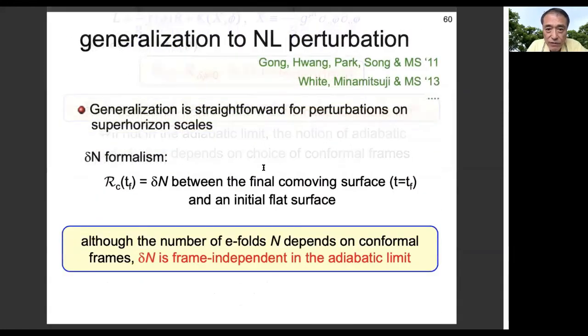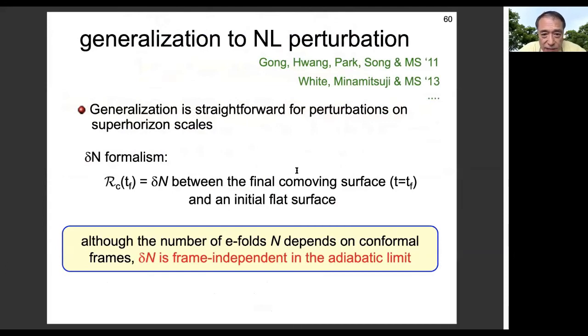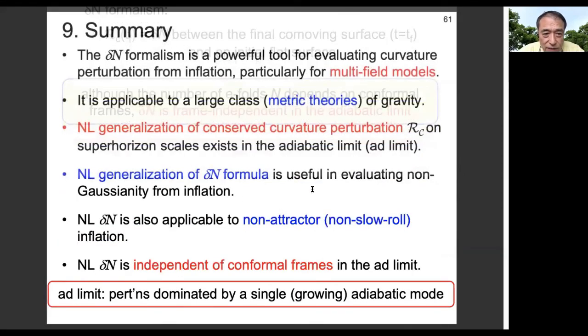Okay. So actually this can be fairly easily generalized to the nonlinear case, and I don't think I have enough time to do the details, but you could easily expect that, with the definition of the curvature perturbation as we have done in the standard case, a nonlinear curvature perturbation will be defined for nonlinear perturbations, and the final result will be independent of the frames if you take the adiabatic limit. Okay, I guess so. This is the summary.